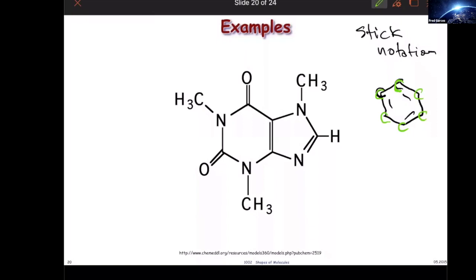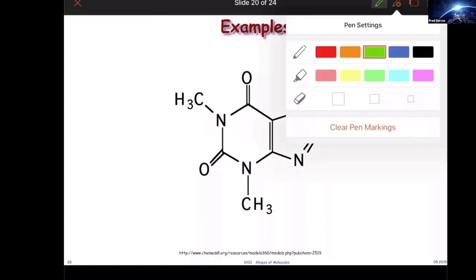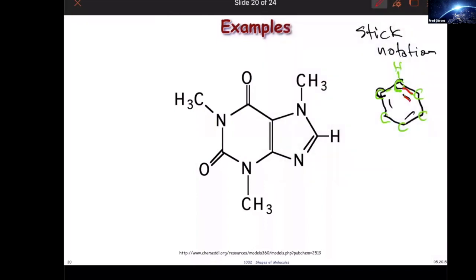So this carbon has 1, 2, 3 bonds. That means it needs a 4th one. That's hydrogen. This carbon has 1, 2, 3 bonds. So that 4th one is a hydrogen. Likewise with each of the remaining carbons, that 4th one is a hydrogen. So this chemical benzene is actually C6H6. Okay. So that's your stick notation. That's a crash course on the stick notation.